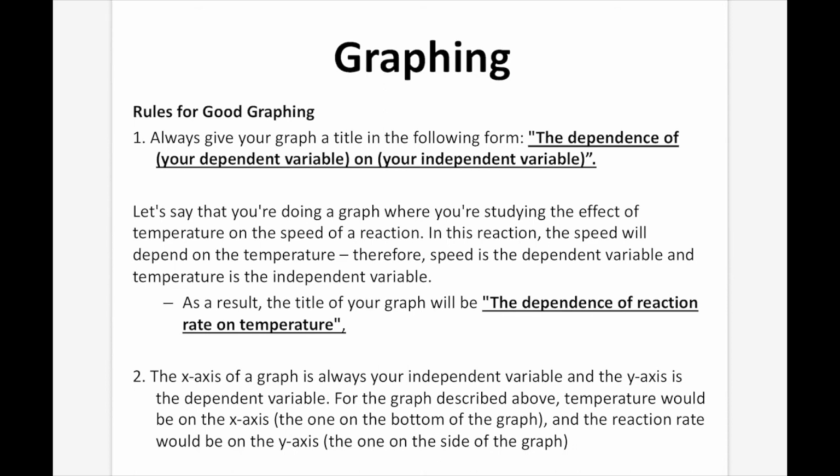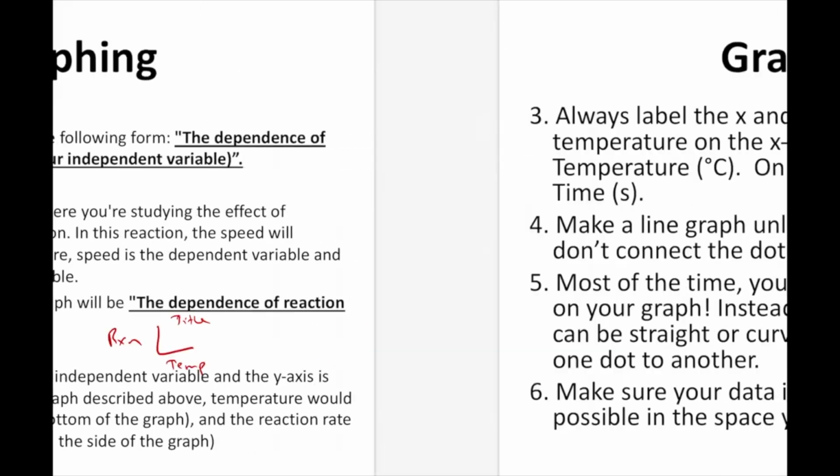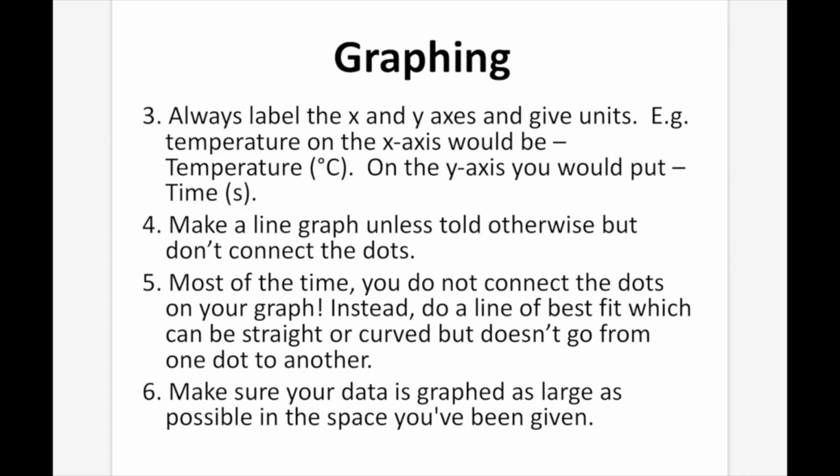The x-axis of your graph is always your independent variable, and the y-axis is your dependent variable. For the graph described above, temperature would be on the x-axis, the one on the bottom of the graph, and reaction rate would be on the y-axis, the one on the side of the graph. So this would be reaction rate here, and on the x-axis we'd have temperature down here, and we'd have our main title up there. Number 3, always label the x and y axes and give units.